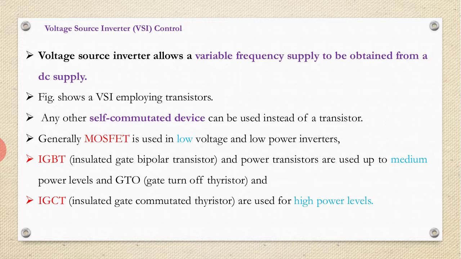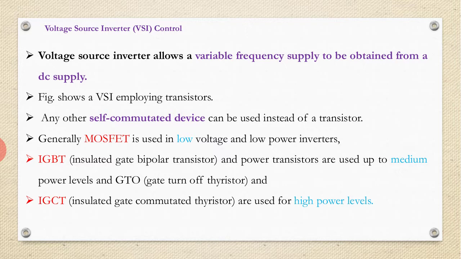If you are changing the speed of any induction motor, the torque capability will be reduced if you are going for stator voltage control. So to retain the torque capability, we have to go for V by F control. Hence the frequency variation is required, and the inverter allows us this variable frequency. This is a very important point related to the voltage source inverter, which allows us the variable frequency supply to be obtained from a DC supply.